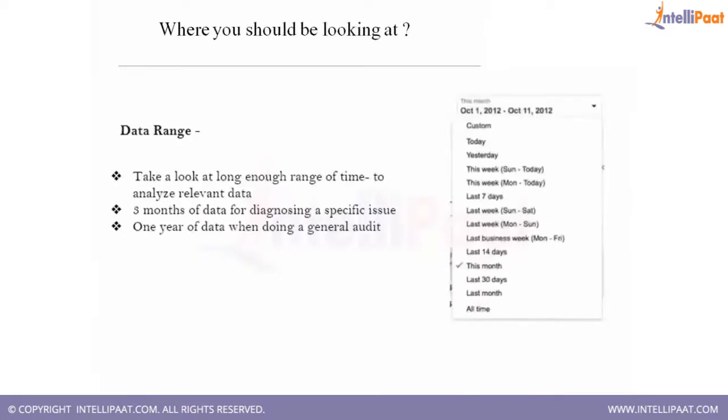Now comes where you should be looking. There are plenty of things in a Google AdWords account. It's a huge matrix, and within that huge structure, the very first thing which has to be checked and looked into is the date range. The date which has to be selected has to be chosen optimally. You can take a look at a long enough range of time in order to analyze the relevant data. 3 months of data for diagnosing a specific issue is good, or 1 year of data when you're doing a general audit. If it's a general audit, maybe you can go for 1 year or maybe 6 months of data. So the date range of the entire data has to be looked into.